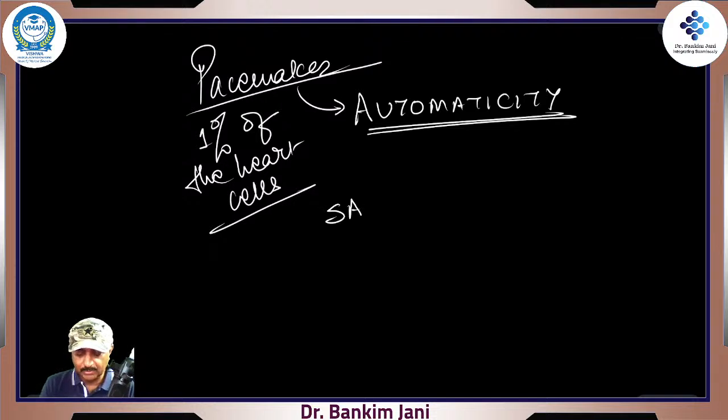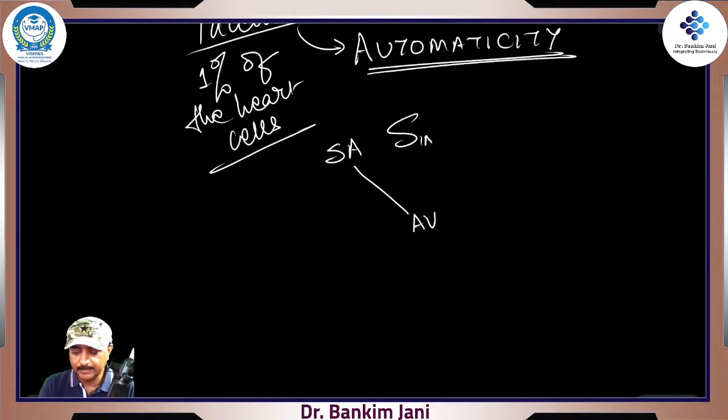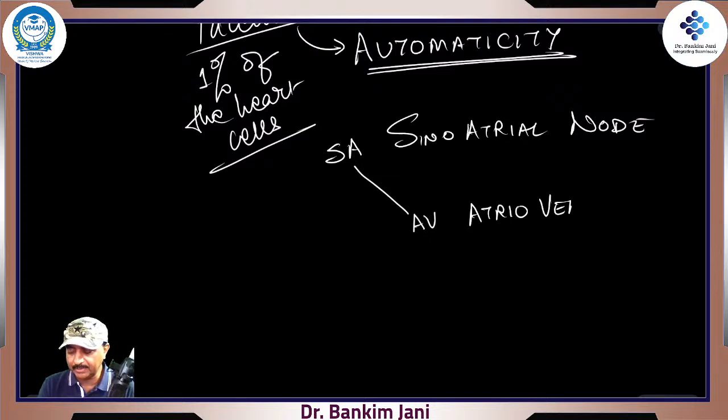There is the SA node. From the SA node, it will go to the AV node. SA stands for sinoatrial node, and AV is atrioventricular, the junction of atria and ventricles.